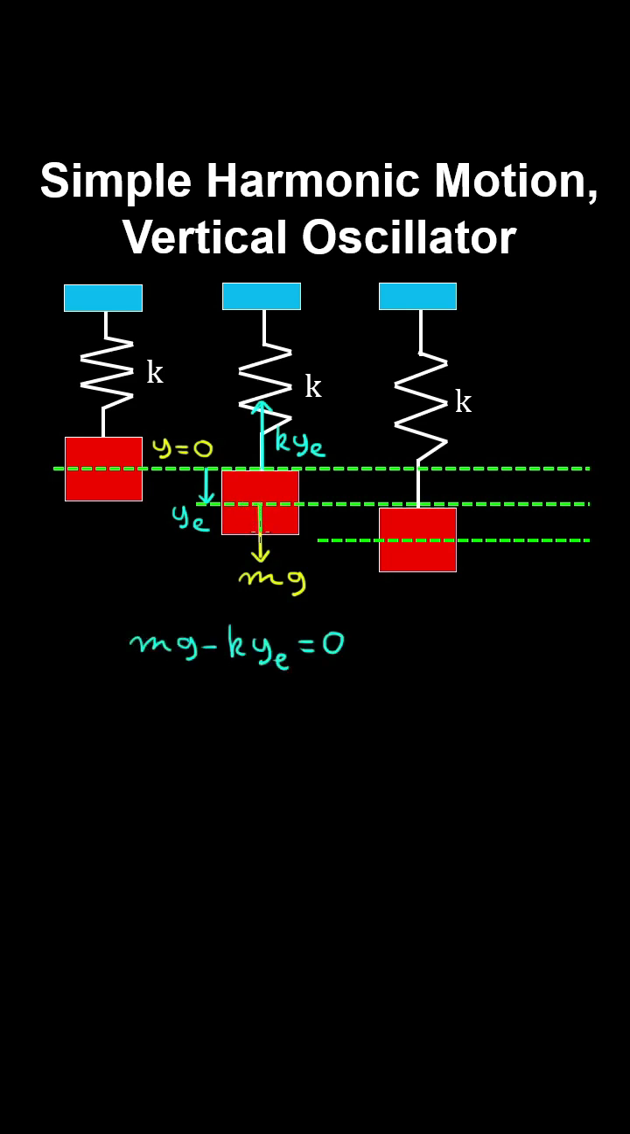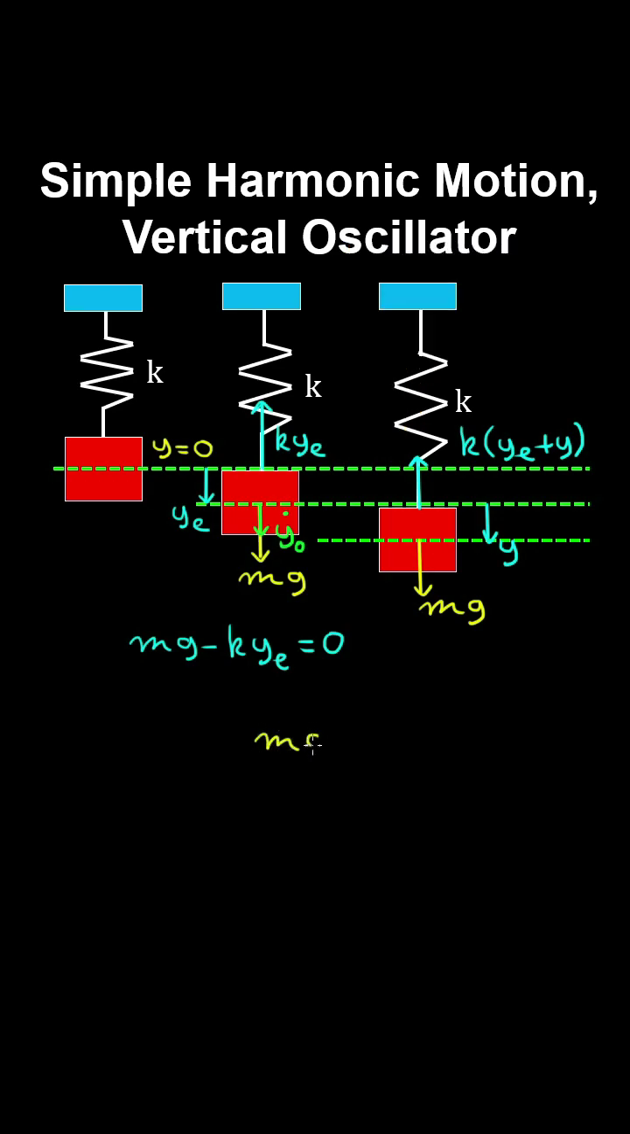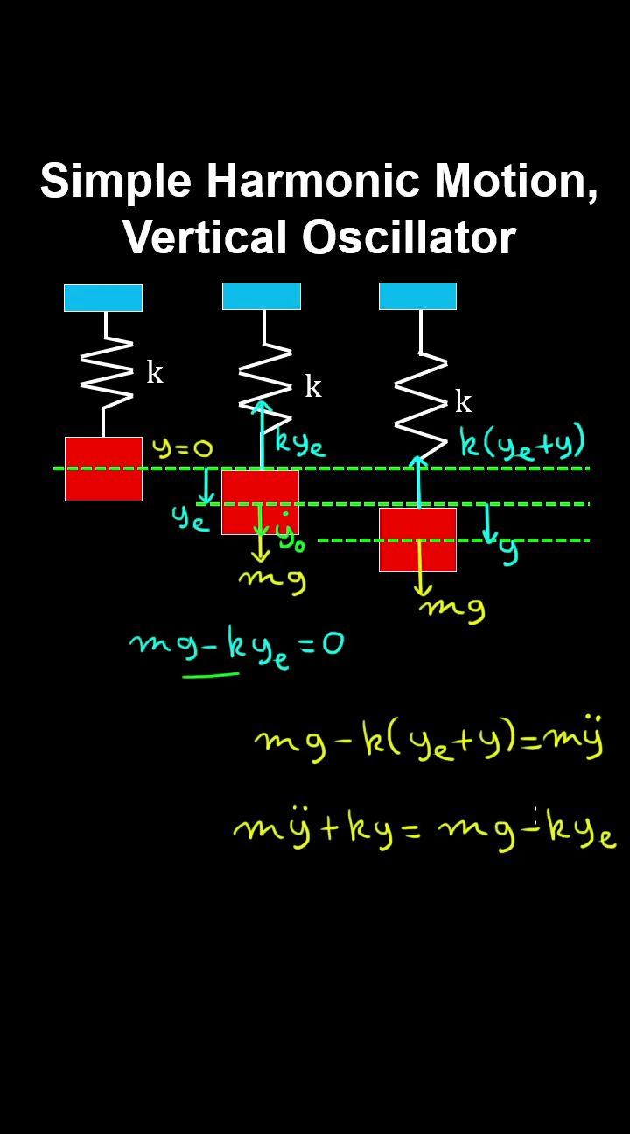Now suppose we give this block some initial velocity, and we'll measure y from the equilibrium position of the system. So we have the following forces acting on the block, and this time the force in the spring is k times ye plus y. So by Newton's second law, the net force on the block is equal to the mass times the acceleration of the block. Doing a bit of algebra, the expression on the right is 0, so we obtain the following differential equation. Dividing through by m, we can write this in terms of the angular frequency, and therefore we can use the solution we derived for the horizontal harmonic oscillator, which has the following form.